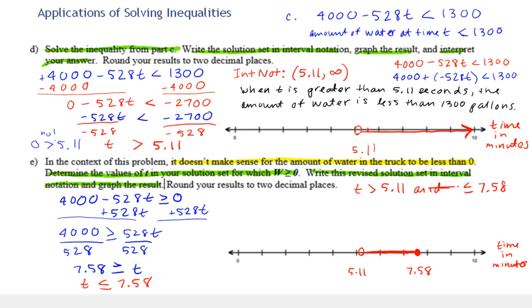Now if we want to write this as a bounded inequality, we would want our t in the middle. t is greater than 5.11, and it's less than or equal to 7.58. In interval notation, you would write 5.11 with a parenthesis and 7.58 with a bracket.